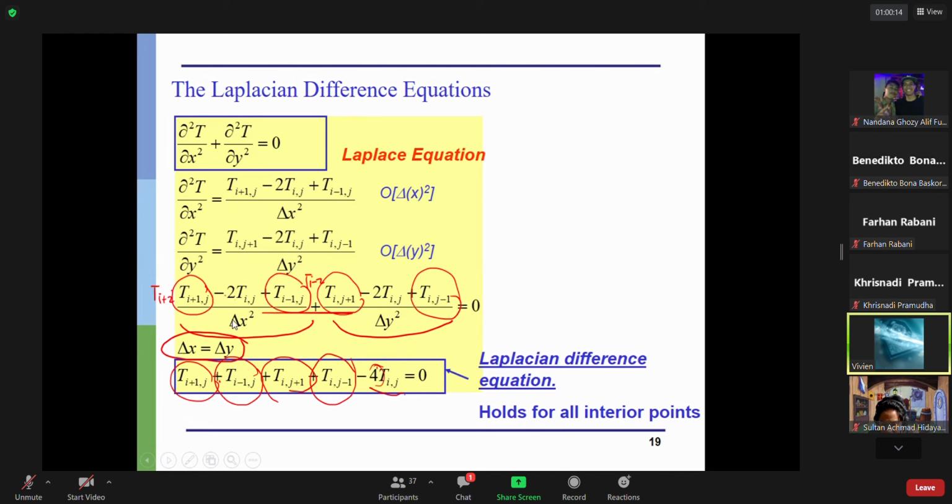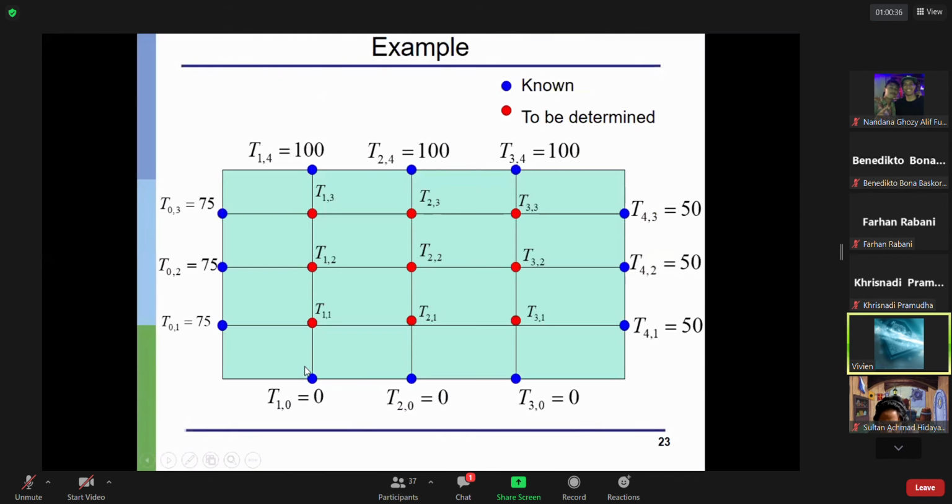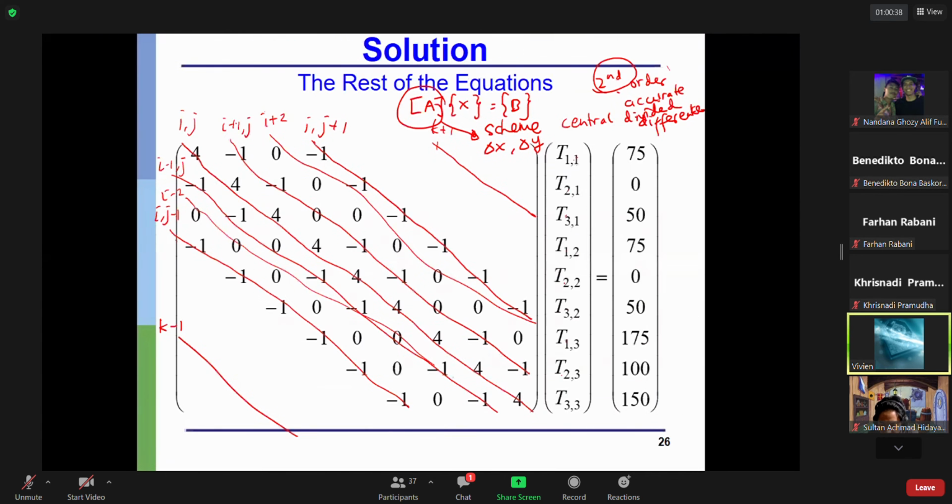What if the value of delta x is not equal to delta y? It means that the coefficient matrix will change as well. What if the sizing is not uniform? For example, from one point to the other point, delta x is not similar. It means that for each equation itself, the value of the coefficient will not be the same. In this case, we have the same coefficient here for each row because it's a uniform sizing of delta x and also delta y.